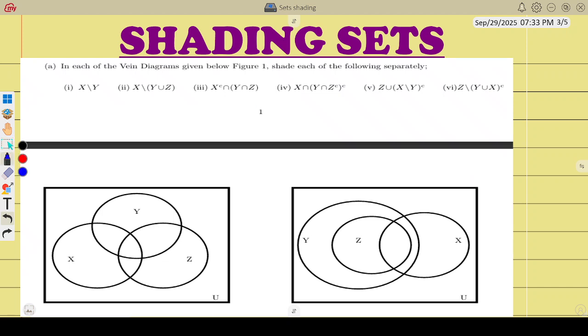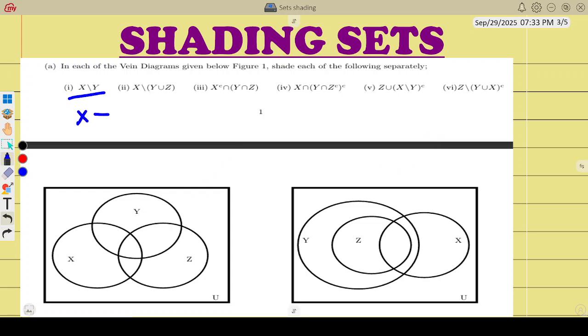We have been told that in each of the Venn diagrams in this figure, shade each one of the following separately. So this was a lot of work, meaning you shade x minus y in here, you also shade in here. These are questions from the tutorial sheet, just for you to practice. We're going to go through all of them. We start with this one. How would you shade x slash y?